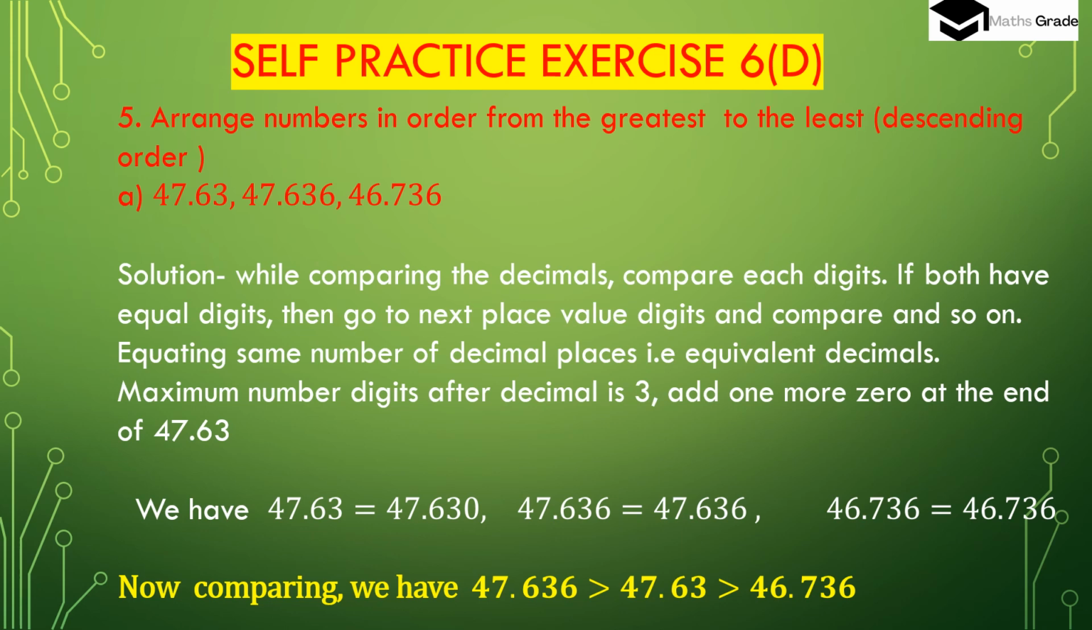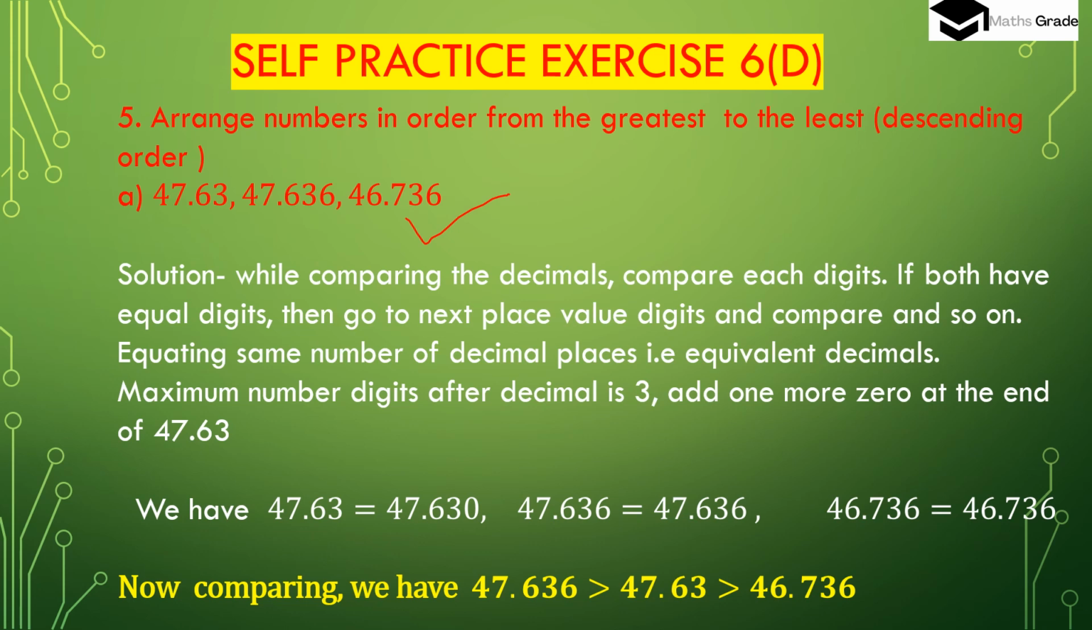Now we'll solve question number 5. Question number 5 is: arrange the numbers in order from the greatest to the least, that is, descending order. We are given decimal numbers and we have to arrange them in descending order. First is 47.63, 47.636 and 46.736. These are the three decimals given, and we have to arrange them from the greatest to the least value.